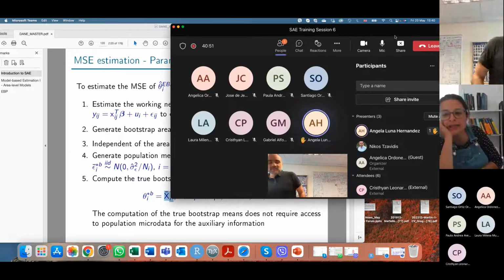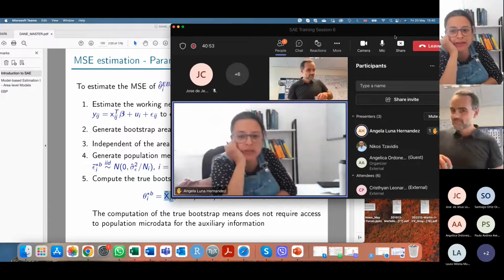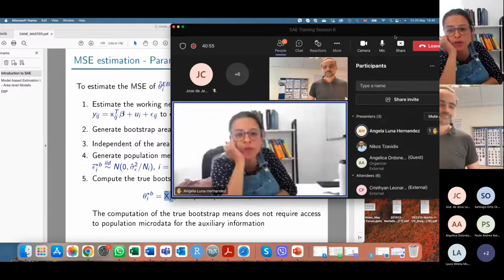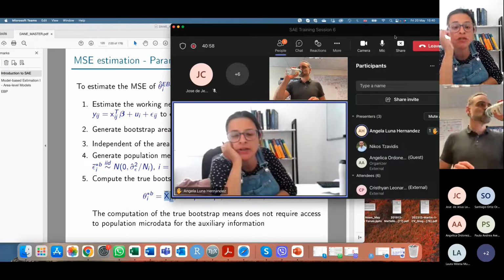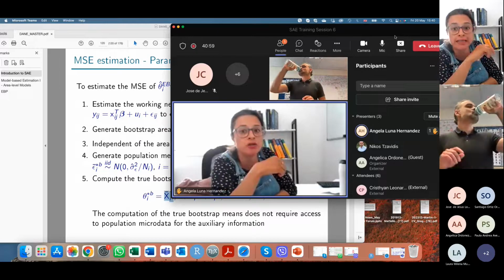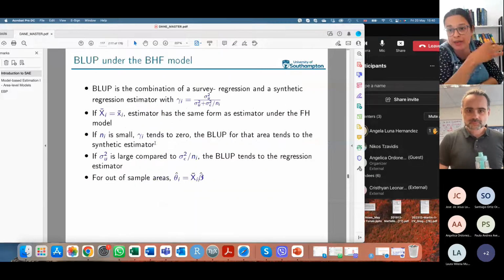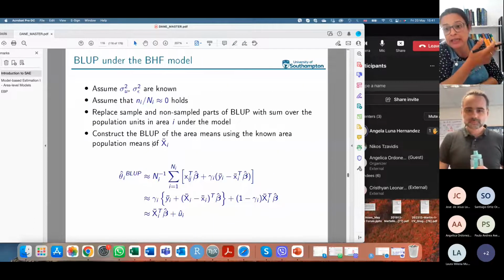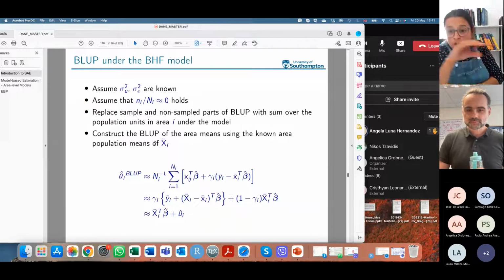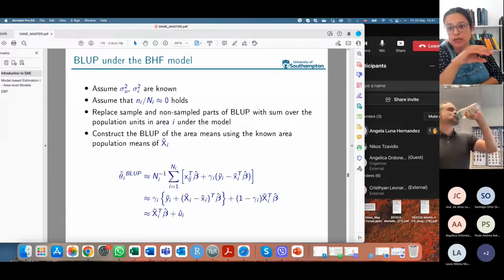Yeah, I just wanted to say it may be helpful to actually explain why that happens. I mean, the model is formulated at the unit level, but because it's linear, you could just add. And because you can add, you end up not needing the X's at the unit level, but just at the aggregate level. But the model was formulated originally at the unit level.